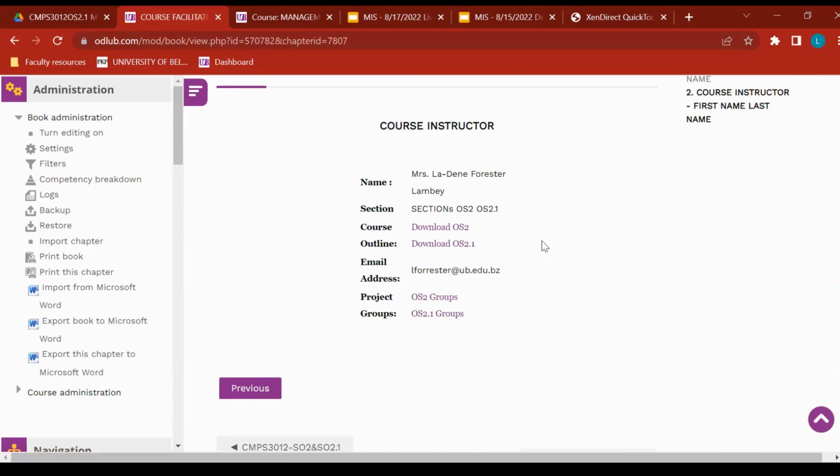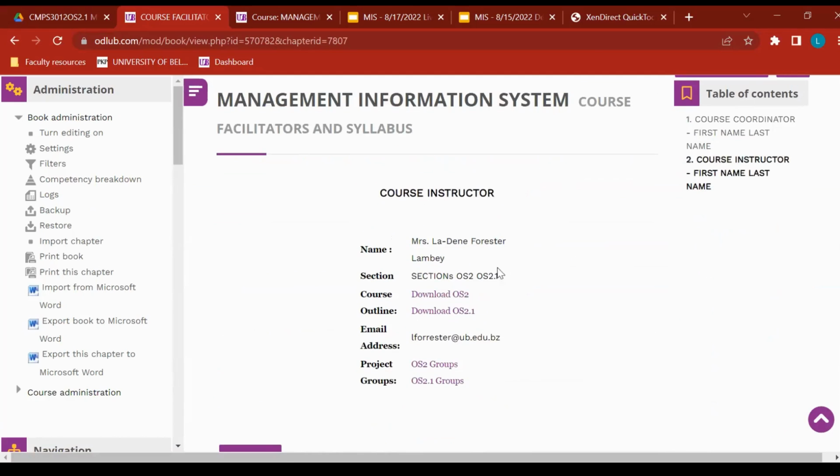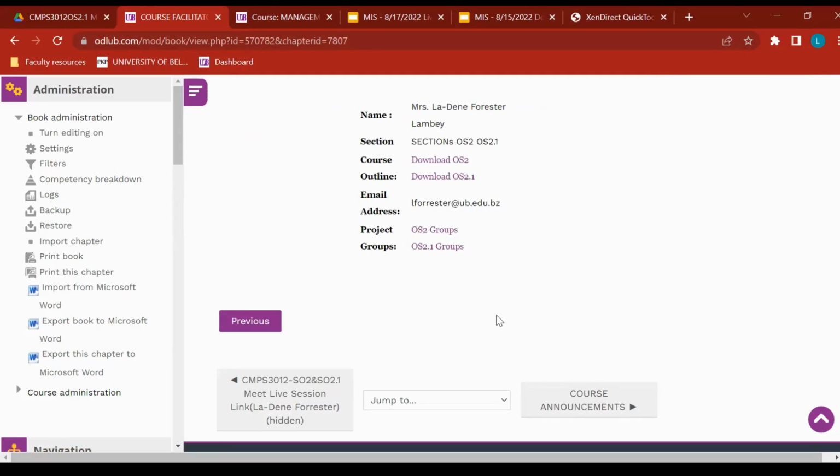Then there is my section, and I have two sections of this class. So you're able to download your course outline depending on the section you're in. You're in section 2.1, but the course outlines are the same with the exception the dates are different because you have different class times. We were looking at breaking you guys into groups.